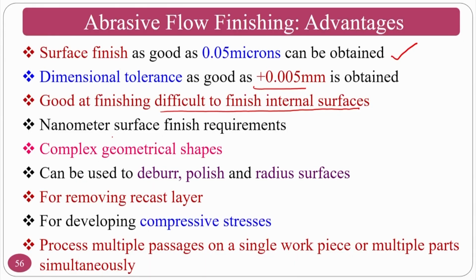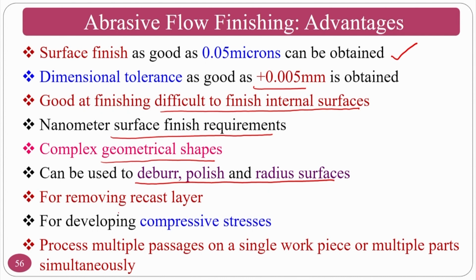Nanometer surface finish requirements can be achieved. Complex geometry shapes can be finished. This can be used to deburr, polish and radius the surfaces. You can do deburring, polishing, that means surface finishing, and radiusing simultaneously.